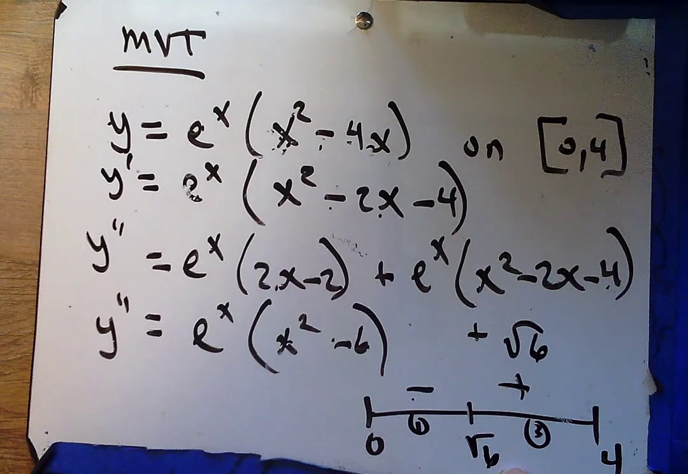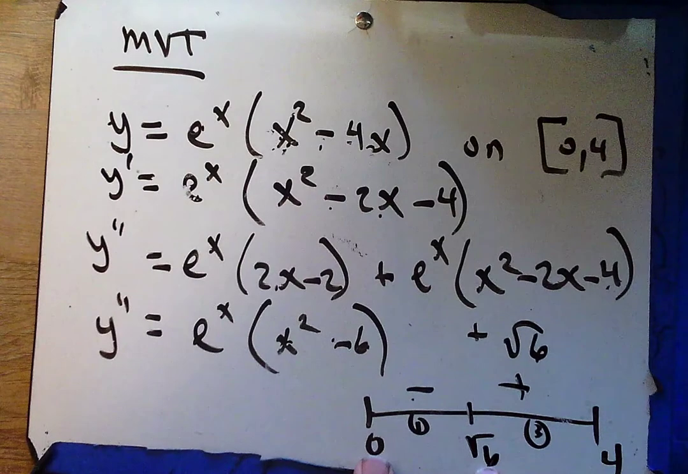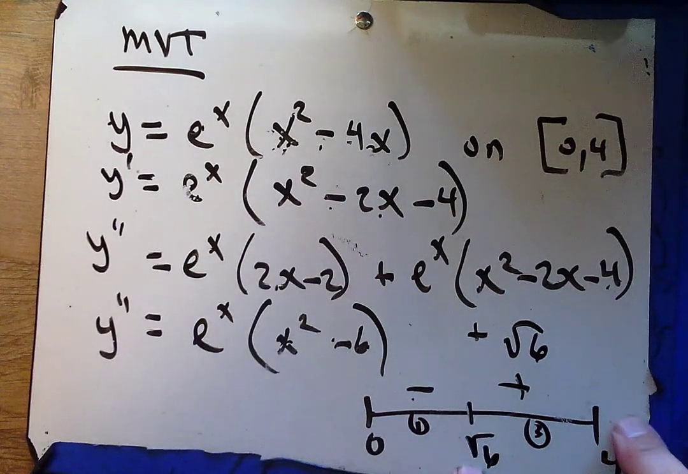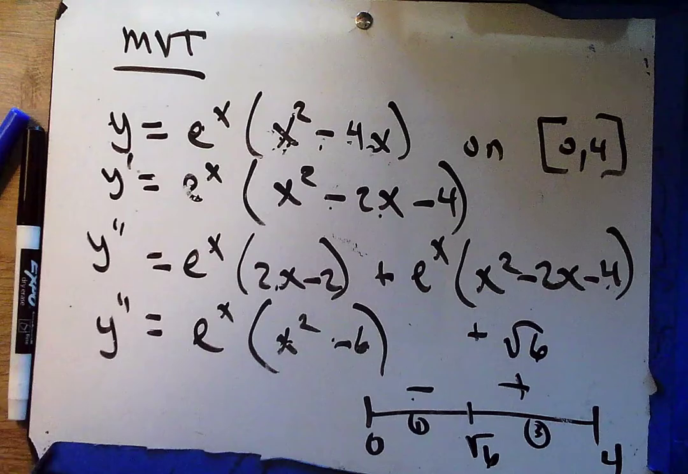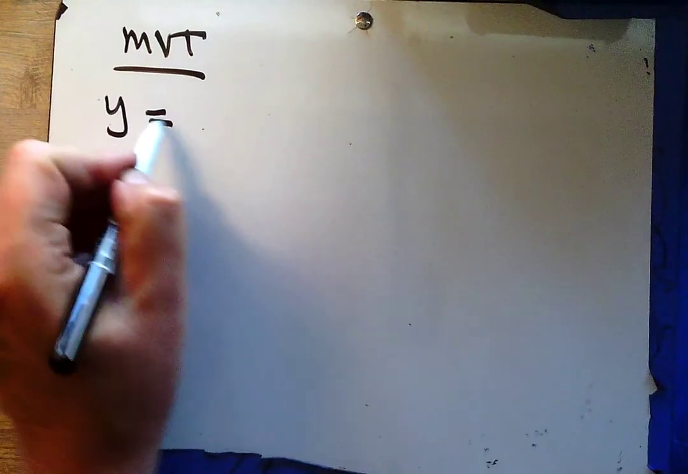I also know that this graph is concave down from 0 to root 6, and this graph is concave up from root 6 to 4. All right. Yeah, you really do need all of that stuff. And you need to be able to write the justification sentences. And you need to be able to do it by hand, but you also need to be able to do it on the calculator.